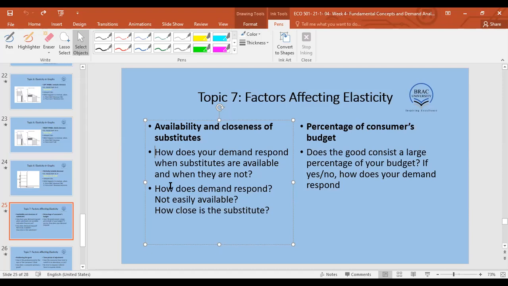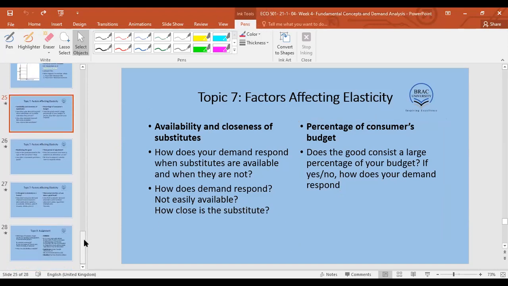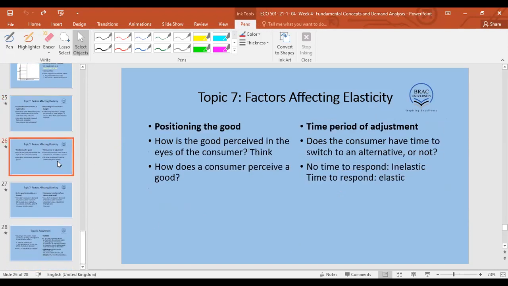So the next factor: how big is the good in our total expenditure? If it's a small percentage, we will not notice the price change. So you can think about launching something like this, positioning the good. We already discussed a little while ago that we can position it at the checkout.